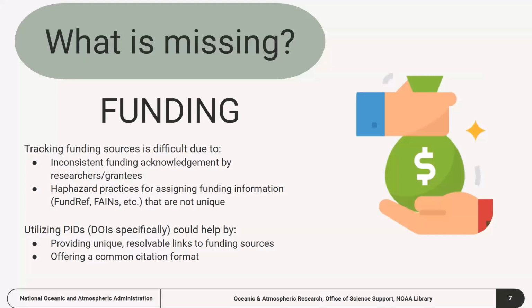So, utilizing PIDs, specifically DOIs, could help by providing that sort of unique, resolvable link to the funding, which removes those sort of haphazard practices, and it offers a known format for citing information. At this point, I'd like to think pretty much all researchers know when you have a DOI, that's how you cite something. You include the DOI in the citation. Using a DOI for funding wouldn't be any different. I have this funding, I just say my funding came from here, and you would cite that DOI.